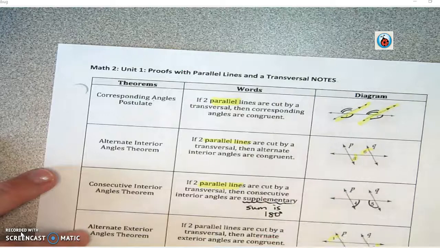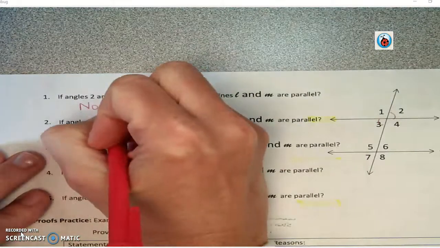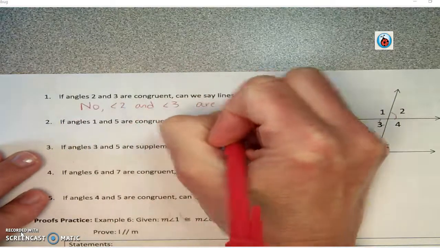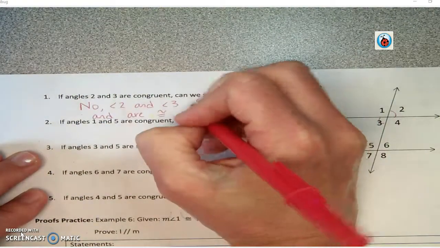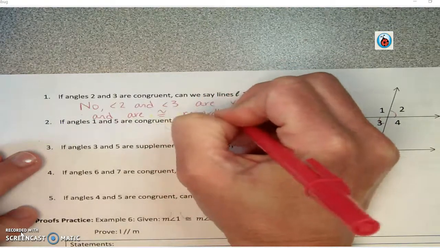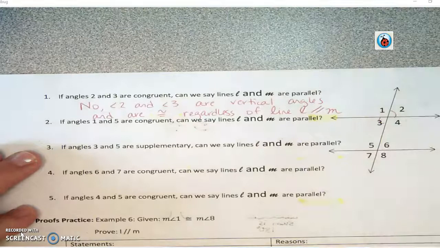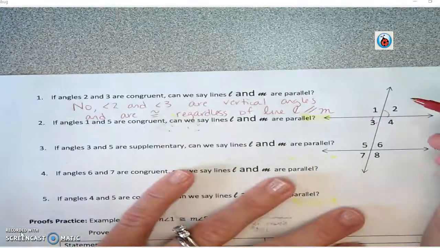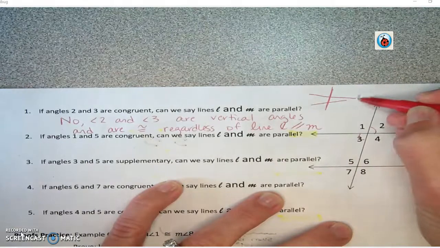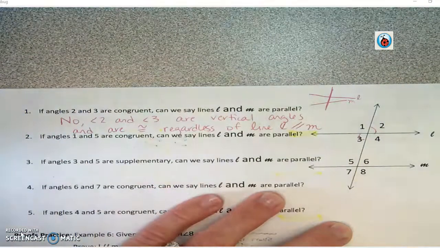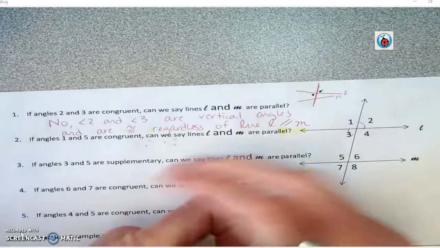These are our parallel postulates and theorems. 2 and 3 are vertical angles, and are congruent regardless of line L being parallel to line M. Even if I draw something that looks like this, clearly lines L and M are not parallel, but it is still true that vertical angles are congruent. These vertical angles are only on line L. It has nothing to do with line M.